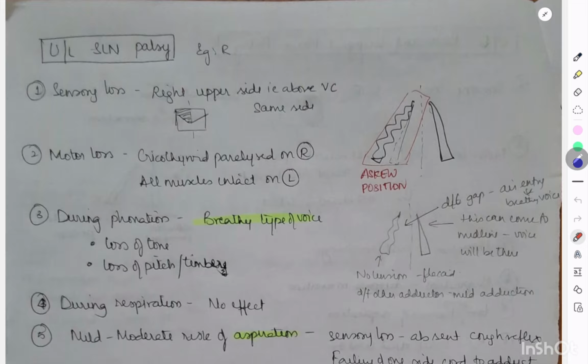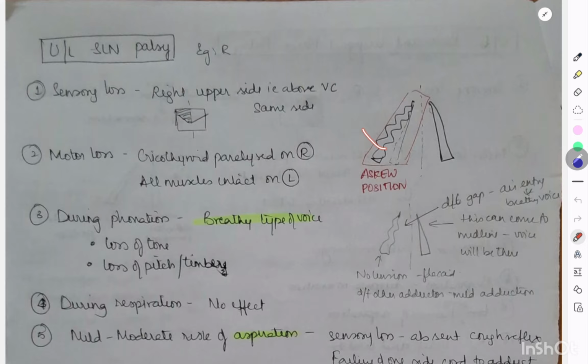Now, since the superior laryngeal nerve supplies the upper part, above the vocal cord, there will be sensory loss on the same side, above the vocal cord. For motor loss, the cricothyroid is paralyzed on the right side. If the cricothyroid is paralyzed, there will be no tensor, so it will be flaccid. There is also a problem in adduction, so it is very difficult to go this side, but all other muscles are intact.